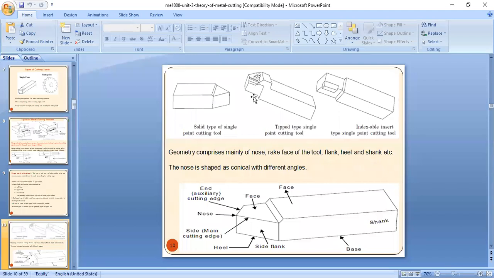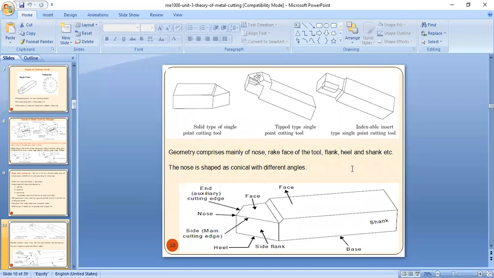So that is the tip type of single point cutting tool. In the indexable type we have to index the insert, just like in gear cutting or gear milling, where we index the gear through gear indexing, which you might have already learned in production technology one or in the machine shop, as far as metal cutting and machine tools are concerned. We'll go for the demo of the indexable insert type single point cutting tool.